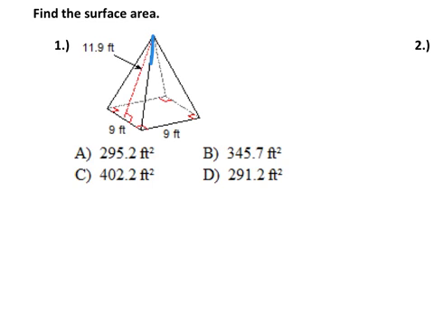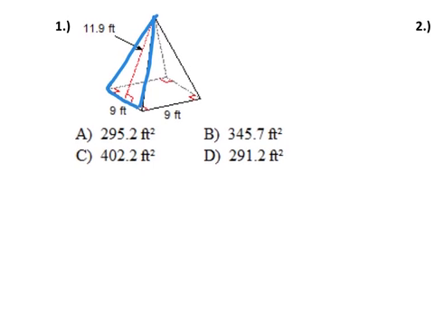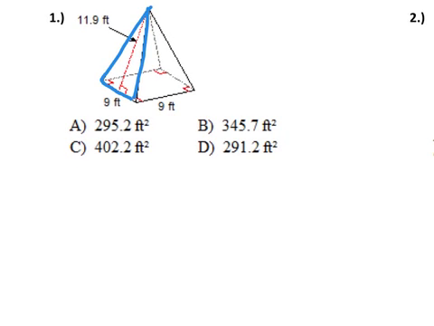If I highlight this triangle here, you can see that there's one triangle there, and since the base of this prism is a square, it's 9 feet by 9 feet, then that means that there are 4 triangles that meet at the top point up there. So we need to figure out the area of this triangle and multiply that by 4.